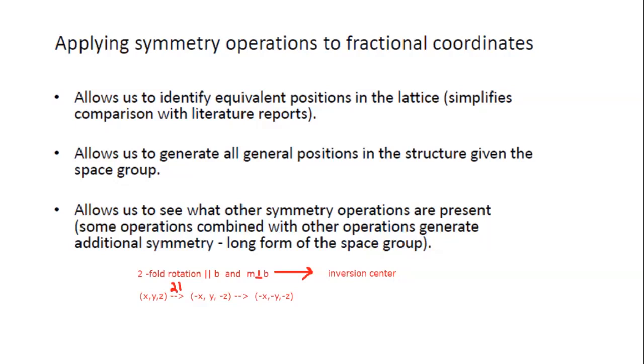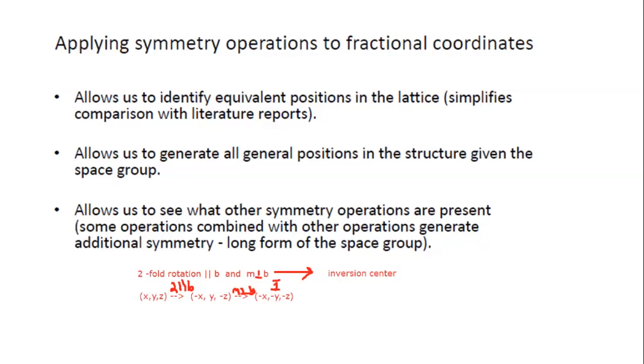And so you see when we do a twofold parallel to B and then do a mirror plane perpendicular to B, by combining those two symmetry elements, we get an inversion center. So anytime you take a rotation parallel to one axis followed by a mirror plane perpendicular to that same axis, you're going to generate a set of coordinates that are the inversion center. And so that's how, by knowing some of the operators or elements, you can generate the other elements.